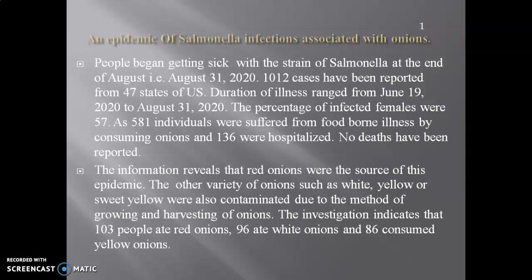An outbreak of salmonella infections associated with onions happened in 47 states of the United States. People began getting sick with this strain of salmonella at the end of August. About 1,012 cases have been reported from the 47 states of the United States. The illness ranged from June to August 2020.